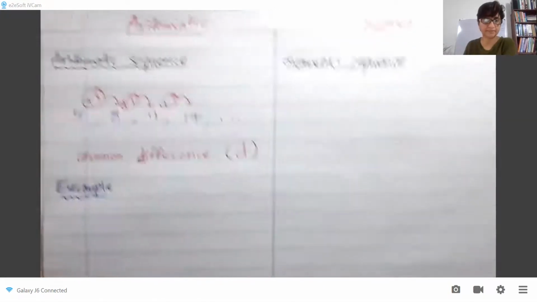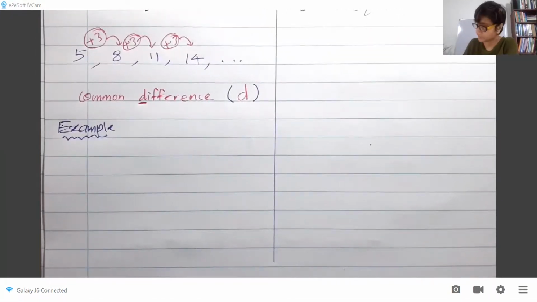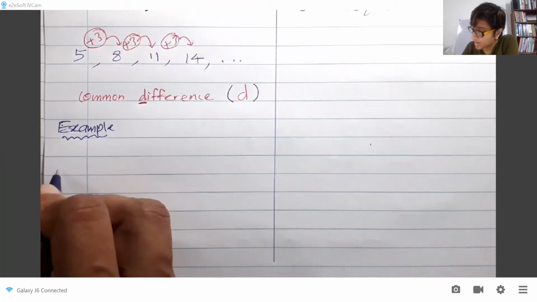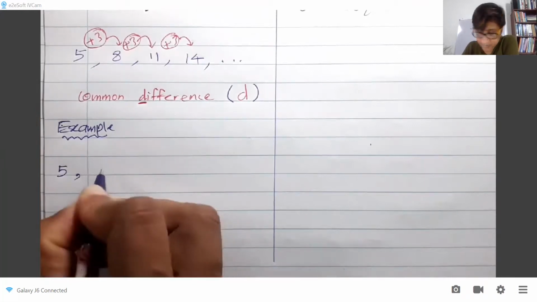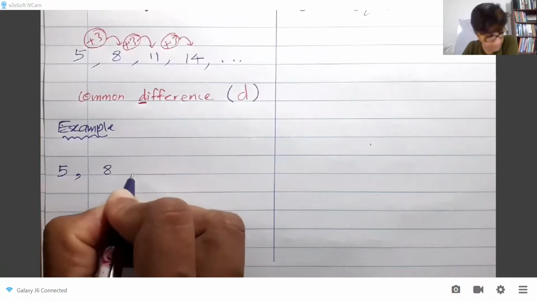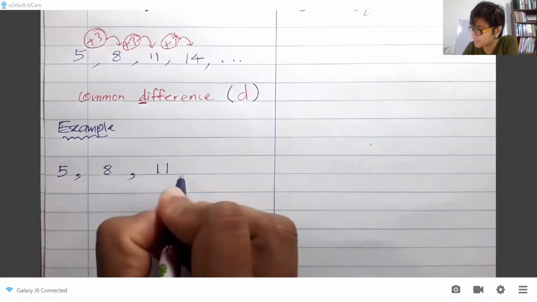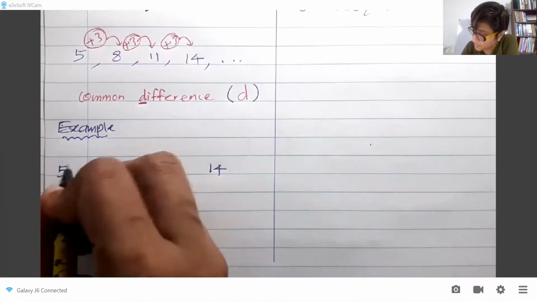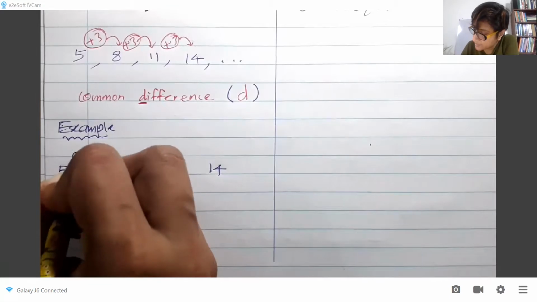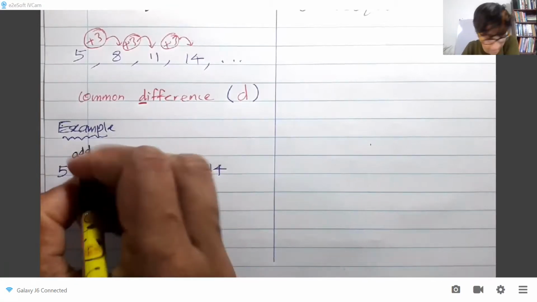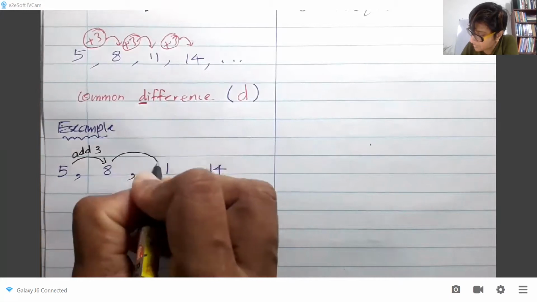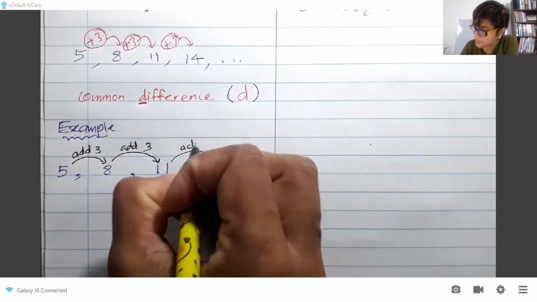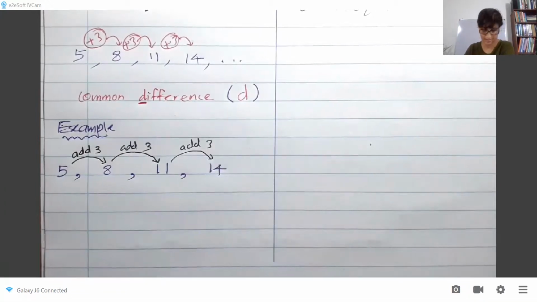Let's write a few examples. Here's an example for an arithmetic sequence: 5, 8, 11, 14. You're adding a number each time. From here to here, add 3. From here to here, add 3. From here to here, add 3. Right?